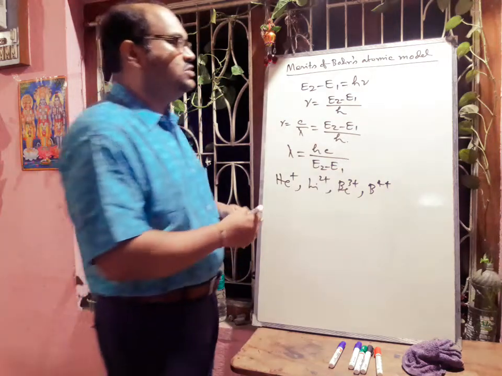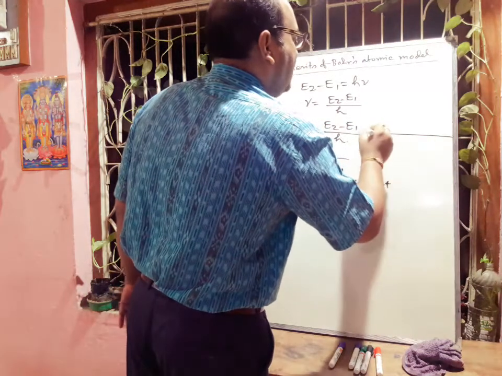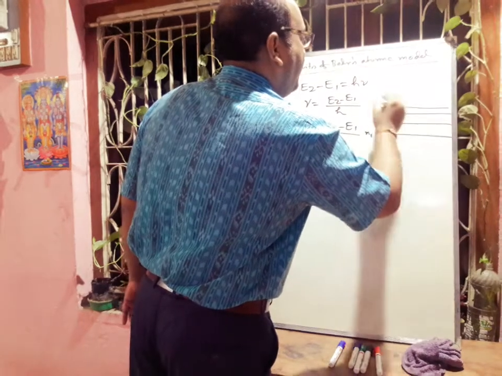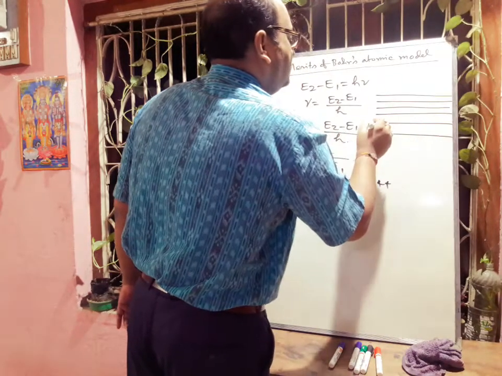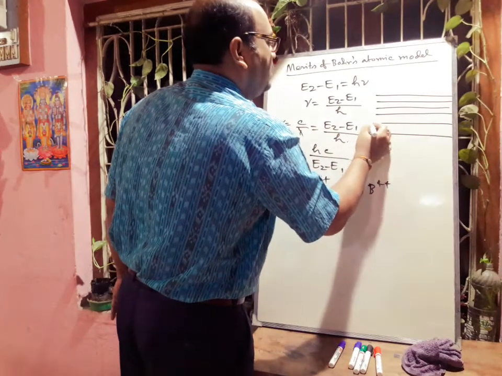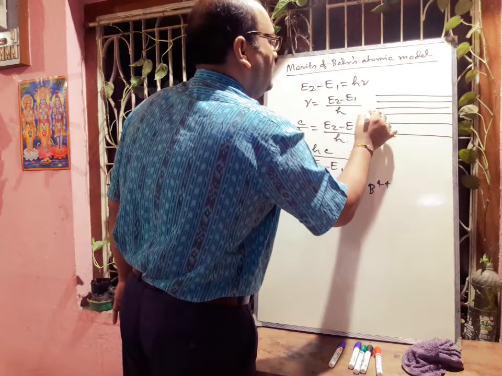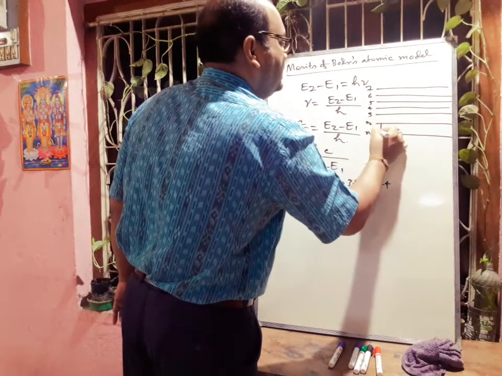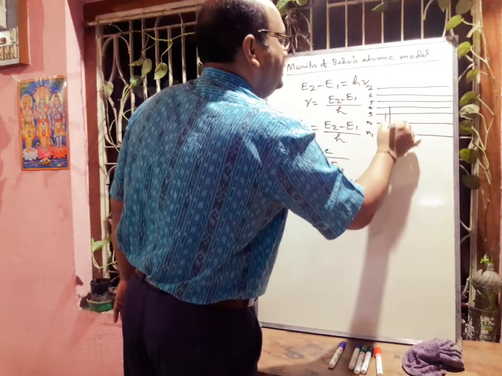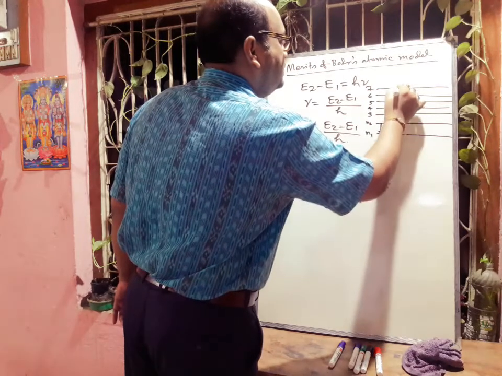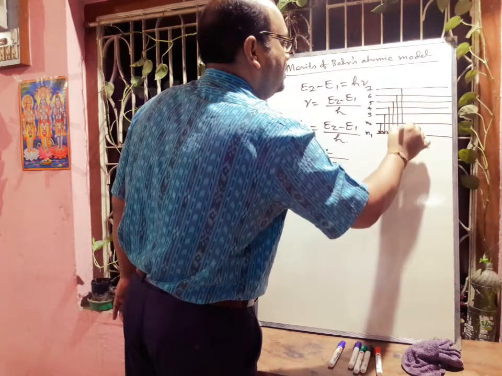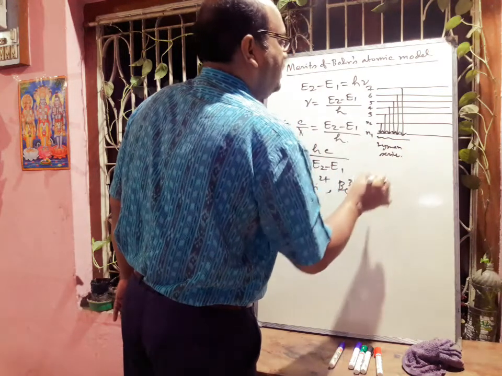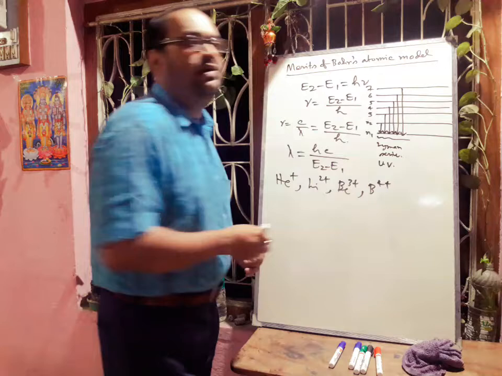So here this one is the ground state, n1. This is the K shell, and this is n2, 3, 4, 5, 6, 7. In case of the Lyman series, the higher energy level excited electrons are coming to the ground state. So this is called the Lyman series, and it falls in the ultraviolet region.